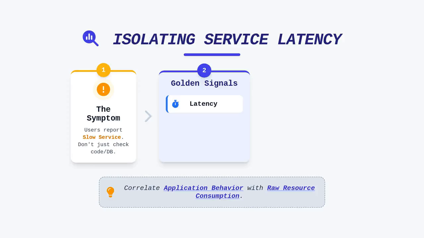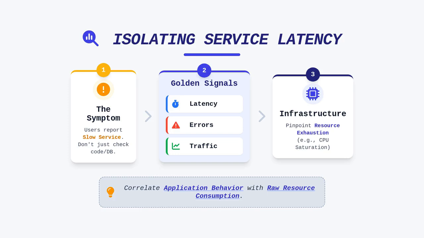We start by observing latency, errors, and traffic, often referred to as the golden signals, to pinpoint which specific service or endpoint is experiencing degradation. Once we identify the problematic component, we look for evidence of exhaustion in the underlying infrastructure, such as CPU saturation.